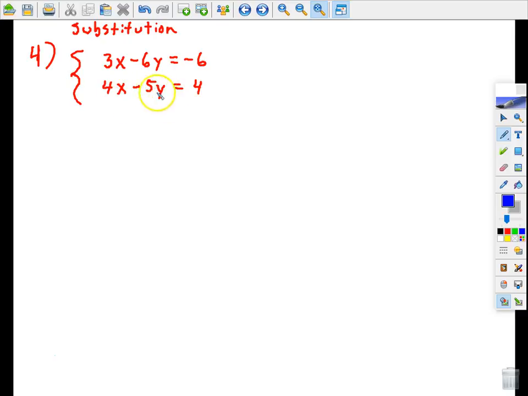And the same will happen here if I try to solve for x or y. So it looks like the best option, not that there, again, is a wrong option, but the best option would be to solve this top equation for x. So once again, that's going to involve adding 6y to both sides, and now dividing by 3 on both sides.